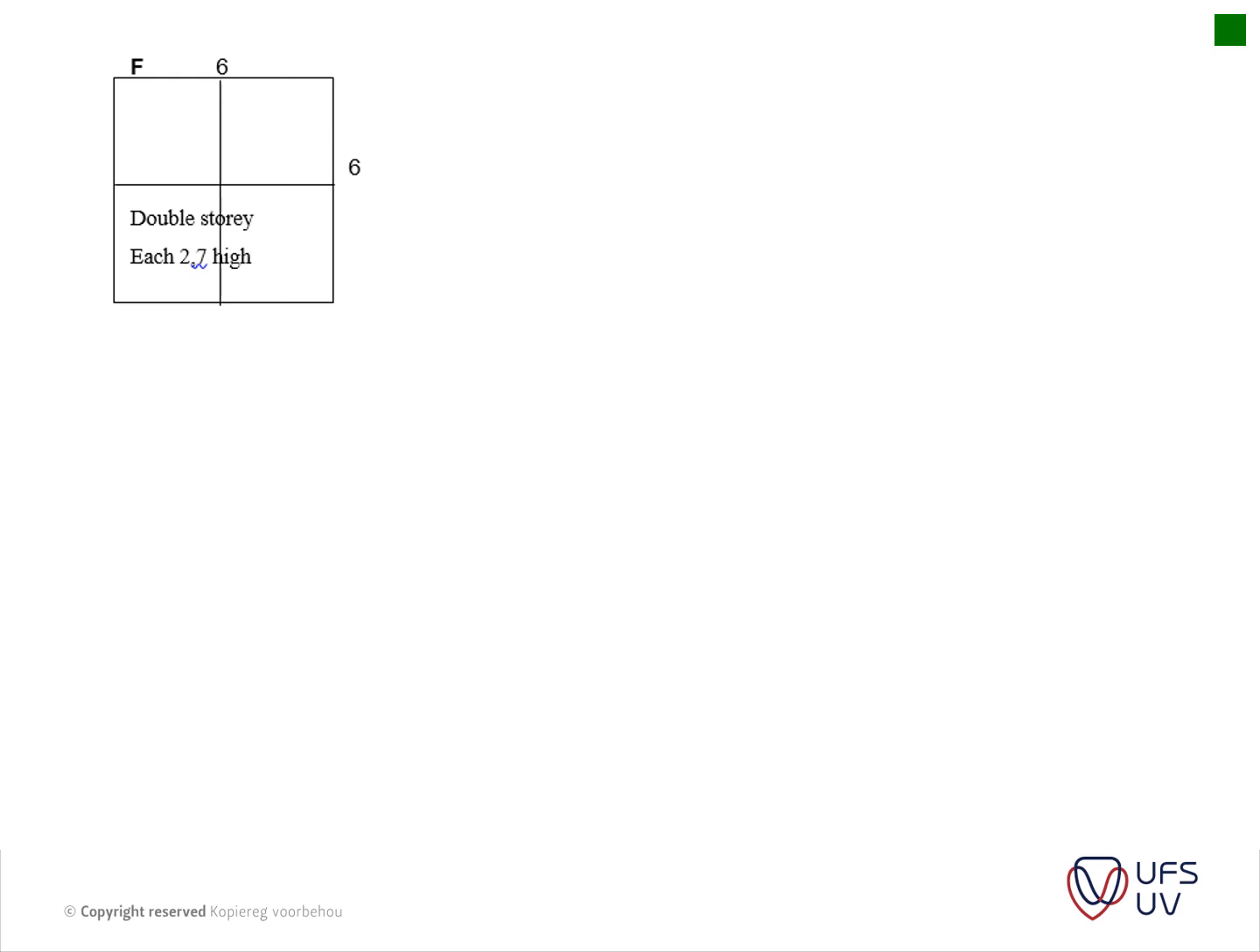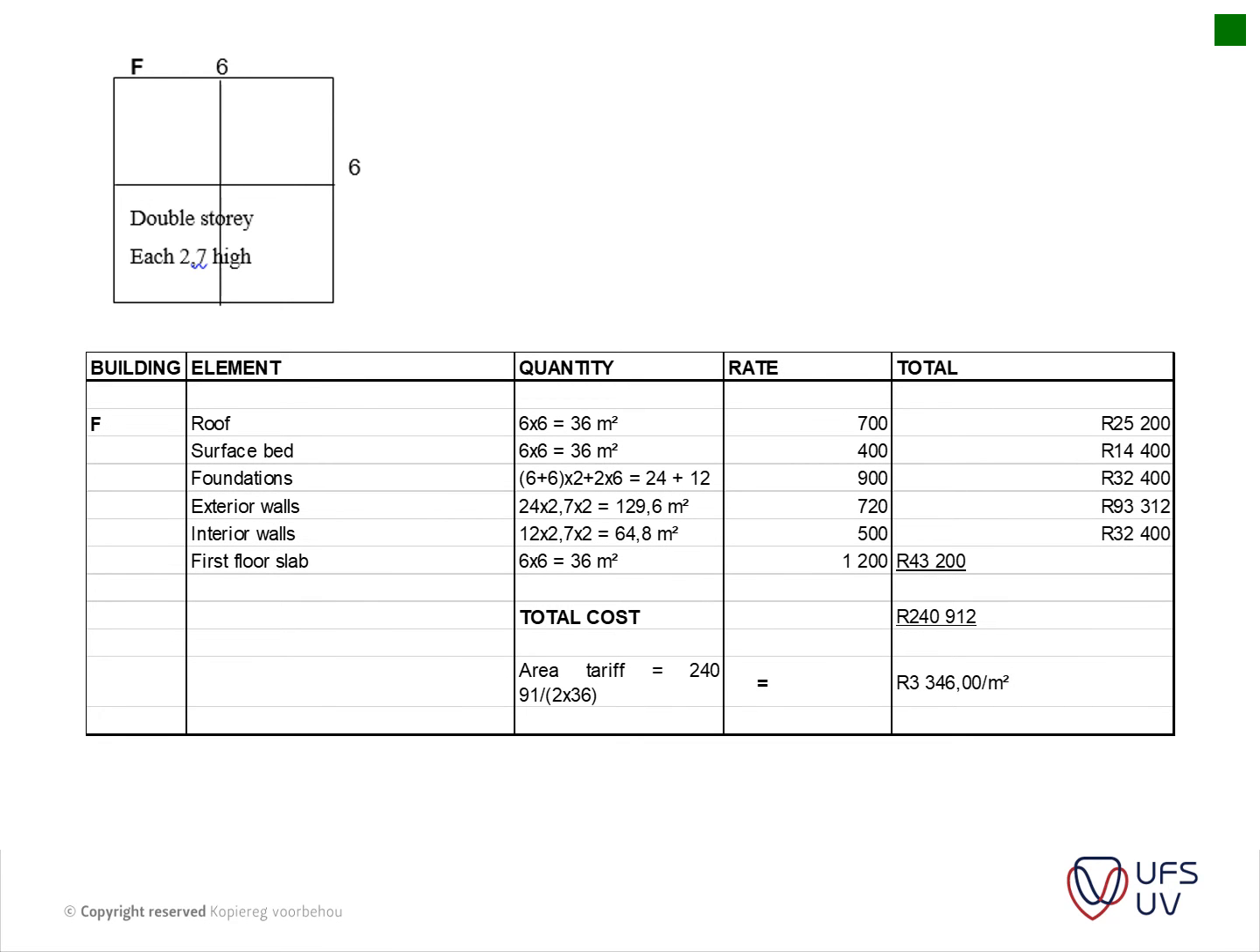Okay, so here's another example. Now we just added our internal walls, so now you can see your interior walls. We've added that to your length. So we've got 6 plus 6 times 2.7 times 2 times our rate to get a cost, and then our first floor slab. This is now a double story, so I presume that it is calculated as such. That's why we've got the 2 in here. The roof will be the same, our surface bed stays the same, and our foundations also stay the same.